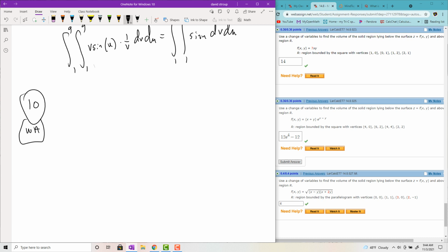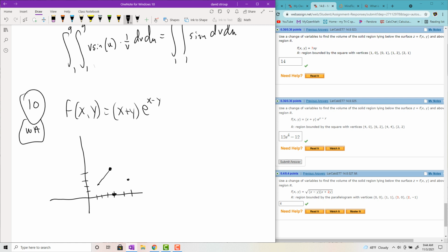All right, so let's take a look. I have f of x comma y equals x plus y times e to the x minus y, and the region given has vertices at 4, 0, then 6, 2, and then 2, 2, and 4, 4. Okay, so we have this kind of box here, or diamond, or whatever you want to call it.